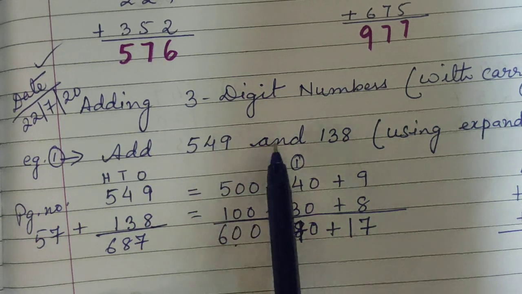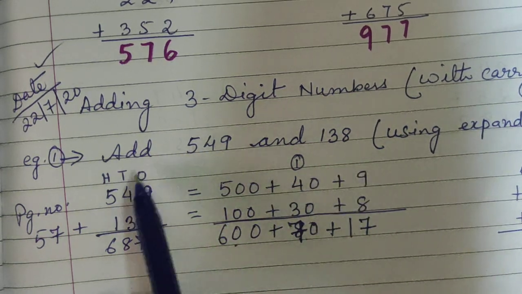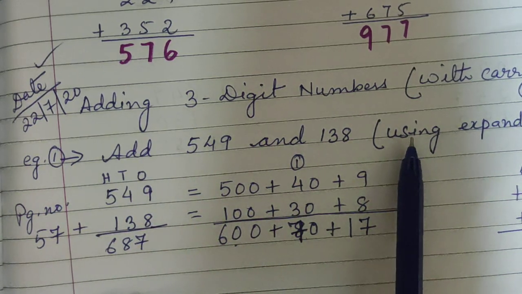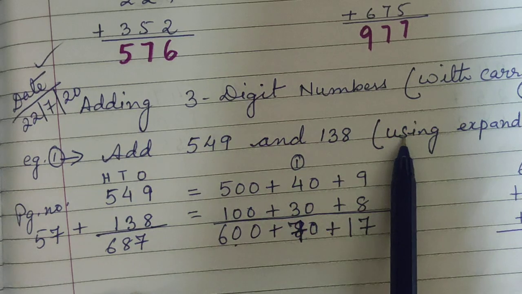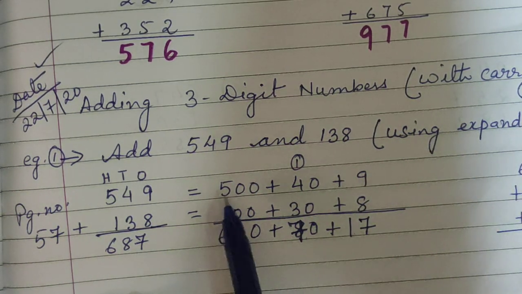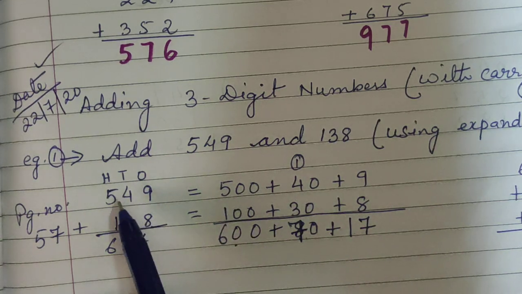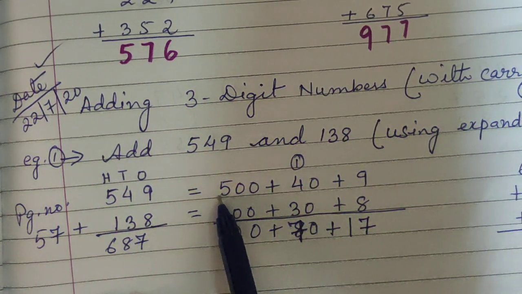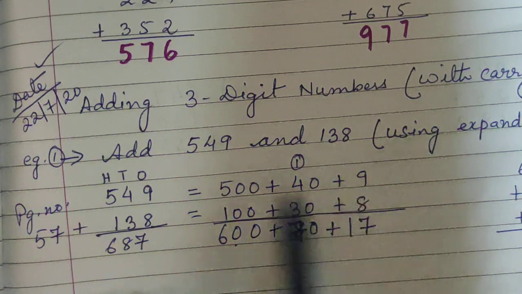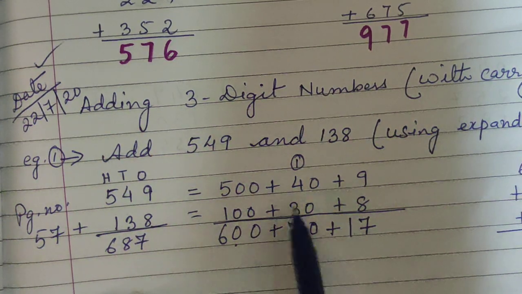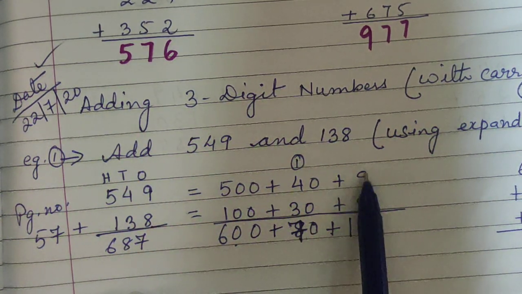Add 549 and 138. So you have to add 549 plus 138. Here I am teaching you using expanded form, how to do the addition with the help of expanded form. Expanded form means you have to stretch the numbers. 5 is in the hundreds position, 4 is in the tens position, 9 is in the ones position. So 500 plus 40 plus 9. Same 138, 1 is in the hundreds position, so 100 plus 30 plus 8.